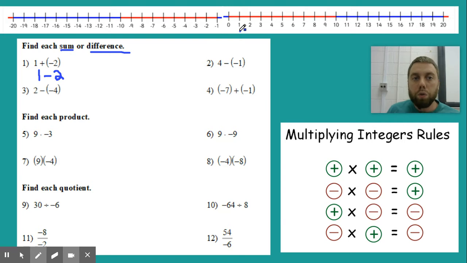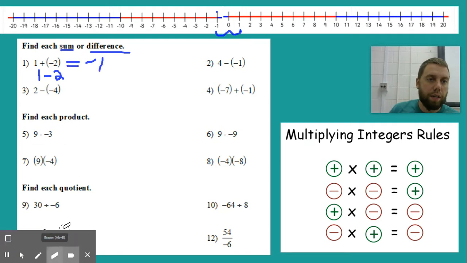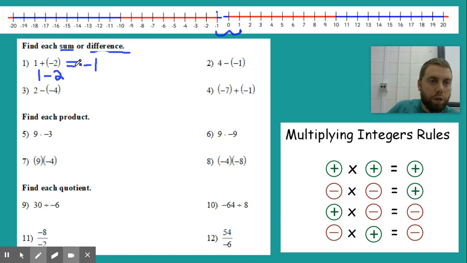And from 1, we're going to go 2 to the left. The left over here is how we go towards the negative. So starting at 1, we go -1, -2. And that lands us at -1. Sorry for the sloppy handwriting there. Let's see if we can fix that real quick. And this equals -1.